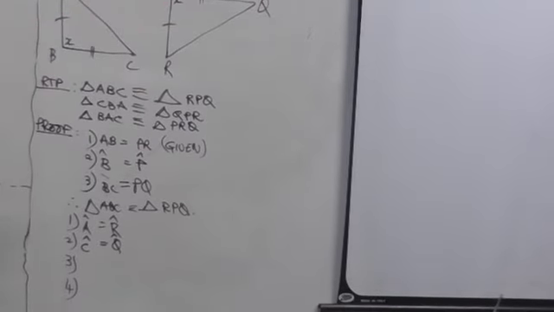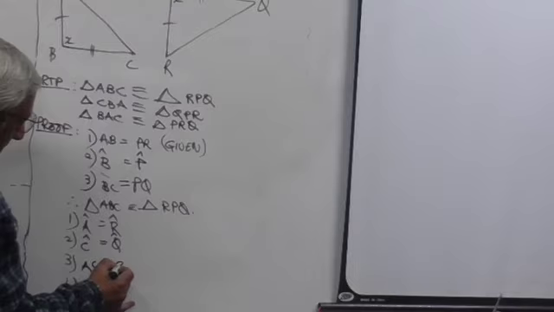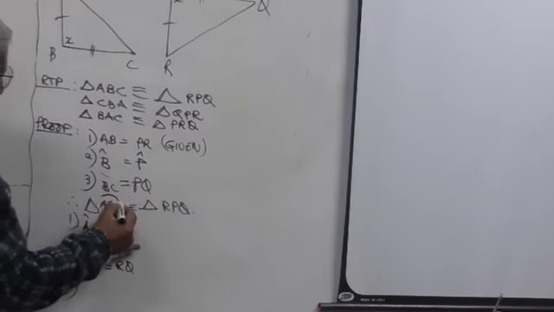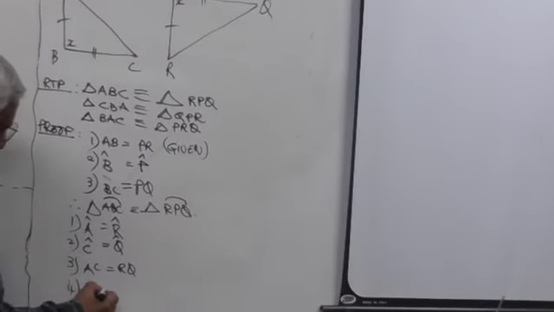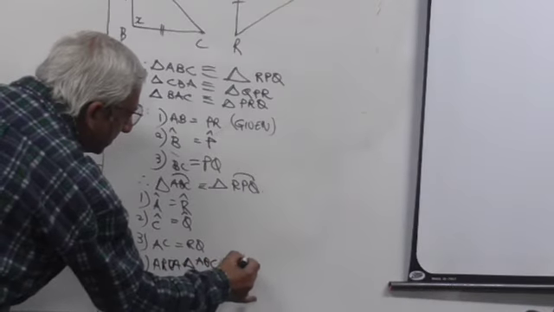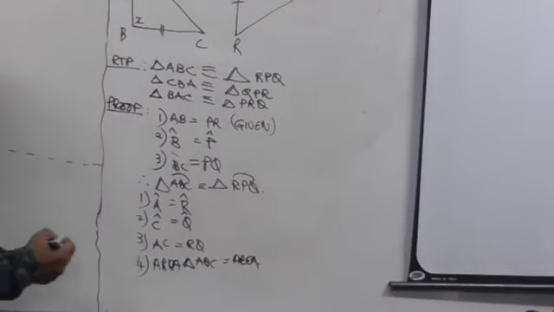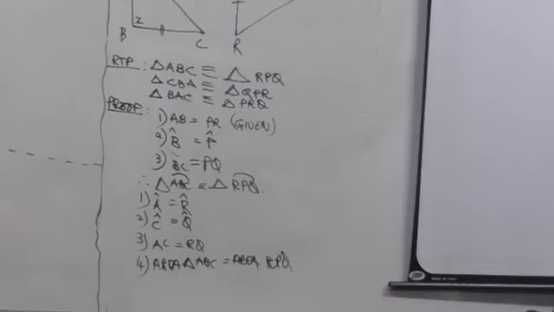And number 3. Now, two sides are already used. So, obviously, AC is equal to RQ. You can see it in the name too. AC is equal to RQ. First to last. And finally, area of triangle ABC is equal to area of triangle RPQ. Okay, so that was number 5.